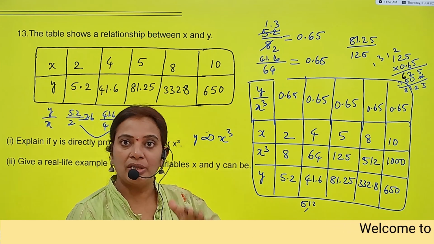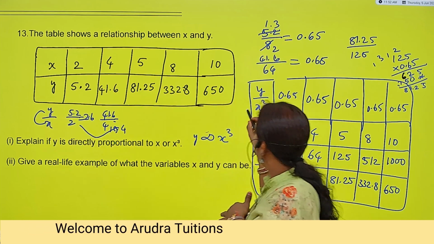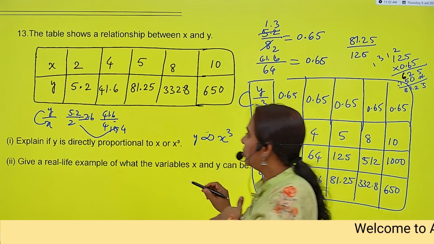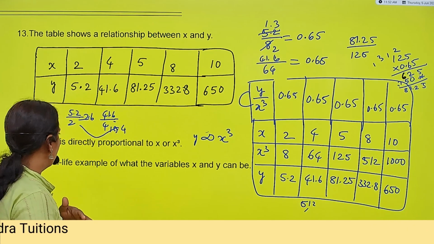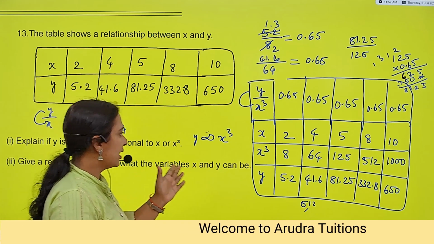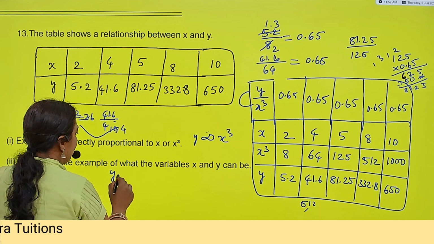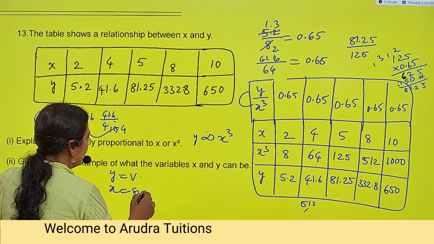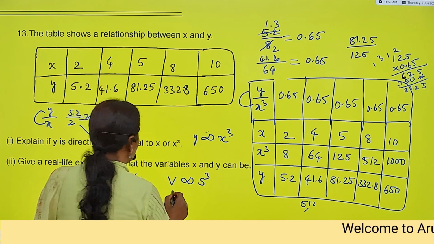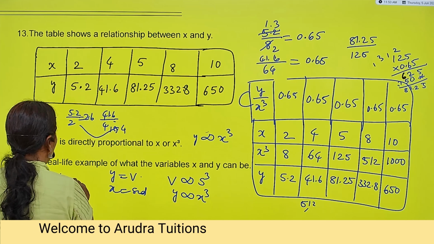If they ask whether y is proportional to x or x cube, you take the relation of y with x and y with x cube. Whichever has the same constant value, that is the proportionality relation between those two variables. So y is proportional to x cube. Next, give a real life example of what the variables x and y can be. The volume of the cube: y is the volume, and x is the side of the cube. So volume is directly proportional to side cube, that is y is directly proportional to x cube.